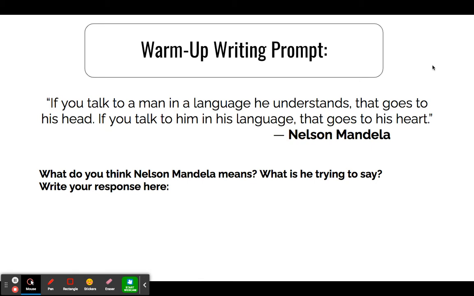Okay, to start, we're going to have a warm-up writing prompt. So this is a quote from Nelson Mandela. He says, "If you talk to a man in a language he understands, that goes to his head. If you talk to him in his language, that goes to his heart." So I want you to look at that quote, read it again, and respond to this question. What do you think Nelson Mandela means? What is he trying to say in this quote? So give me your best shot at telling me what you think.